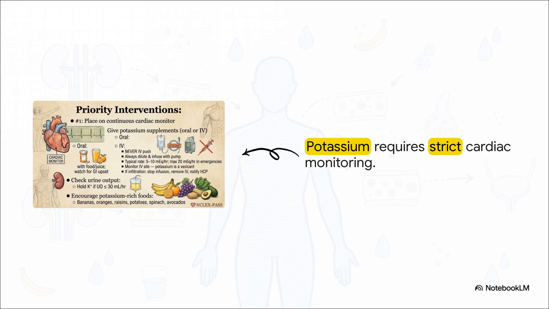Now, let's talk potassium. While sodium rules the brain, potassium controls the heart muscle. Because of this, the absolute non-negotiable core principle of potassium management is continuous cardiac monitoring. And if you are giving potassium through an IV, you have to heed this warning. You never, and I mean literally never, give it as an IV push. It must be heavily diluted and infused slowly on a pump. Otherwise, it can cause instant, fatal cardiac arrhythmias.